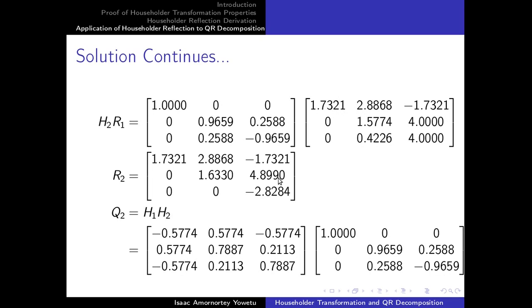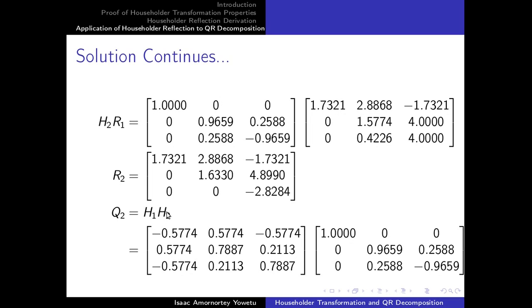Are we done? Somehow. Once we obtain our R2, we also have to do something to get our Q2, because we want to obtain a QR decomposition. From our previous calculations, we obtained our H1, and then the subsequent one we also obtained, our H2, so we post-multiply.